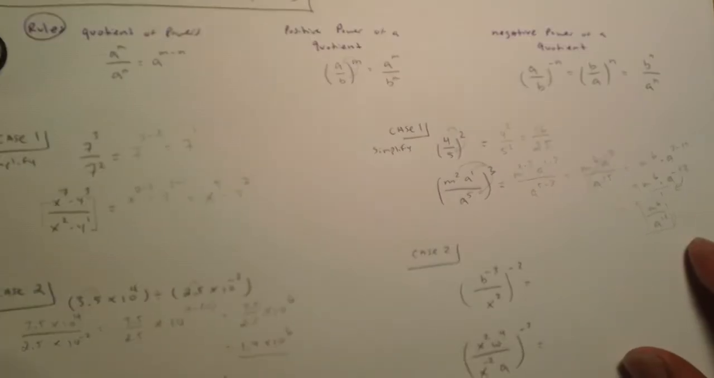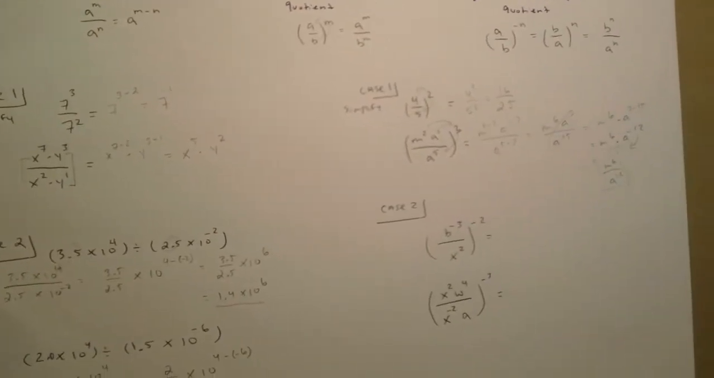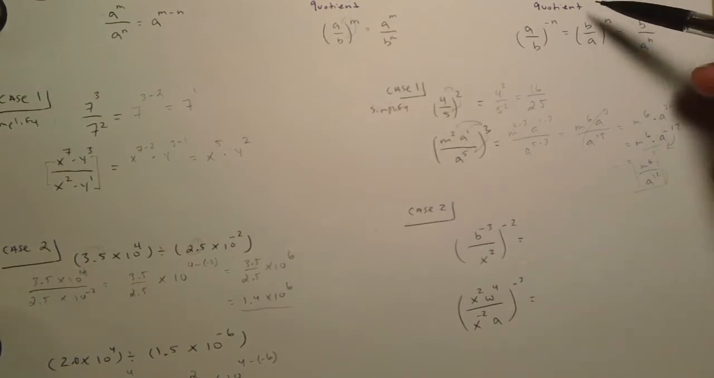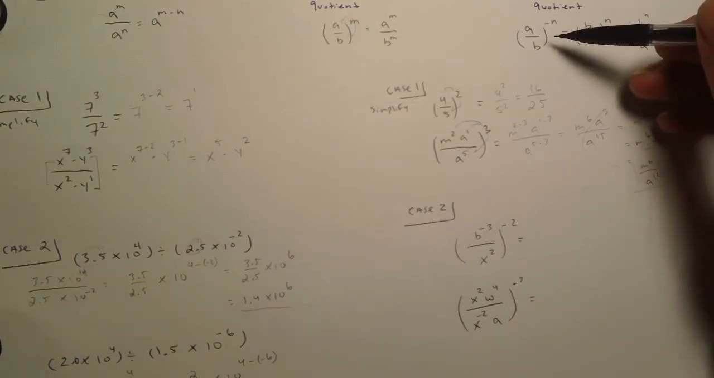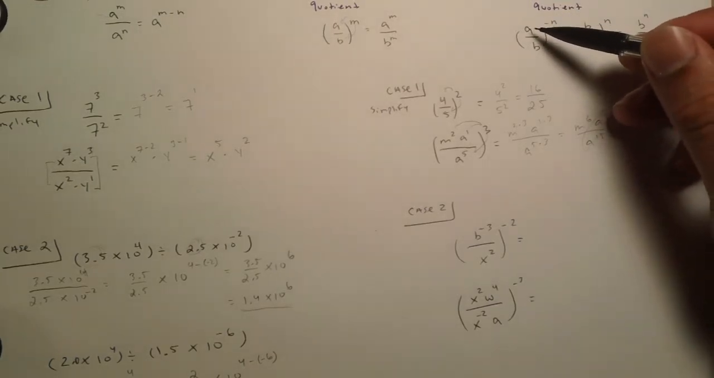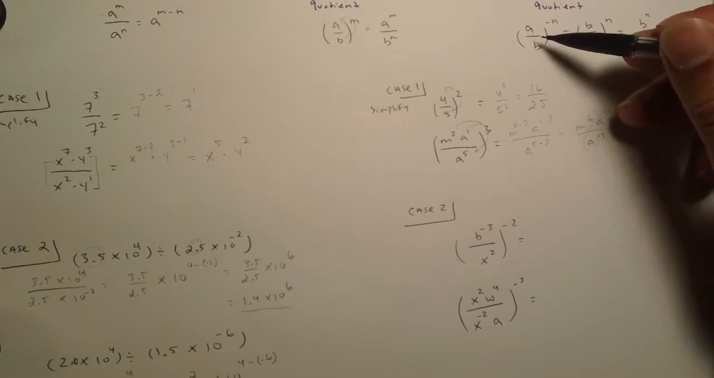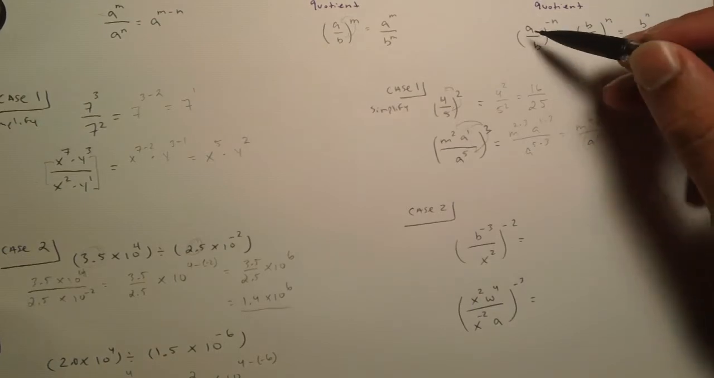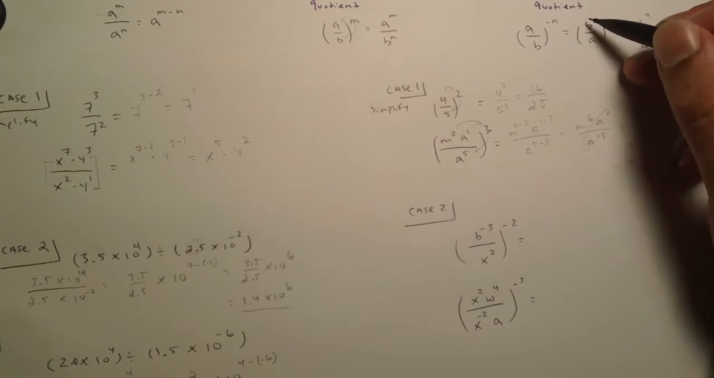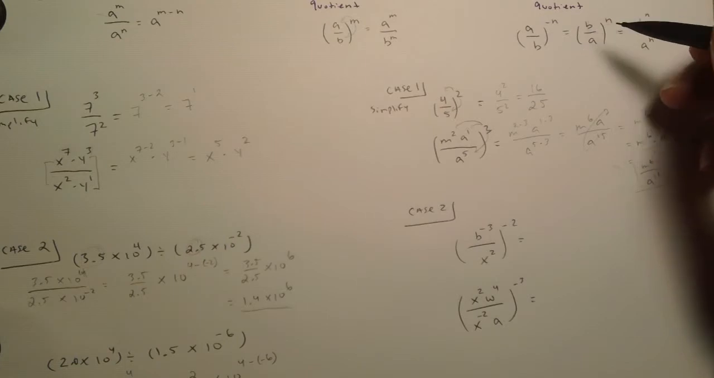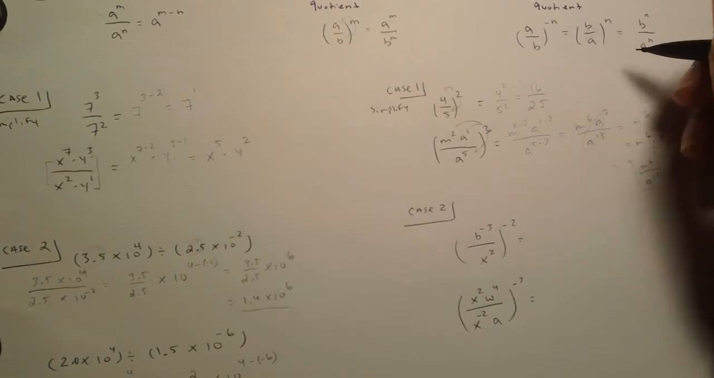In case 2, excuse me, let's adjust the camera. Okay, so in case 2, we're using the negative power of a quotient. Right here, we have an example of a over b to the power of negative n. You would just need to flip the fraction that's inside, so it will turn into b over a, and then your exponent would turn positive.